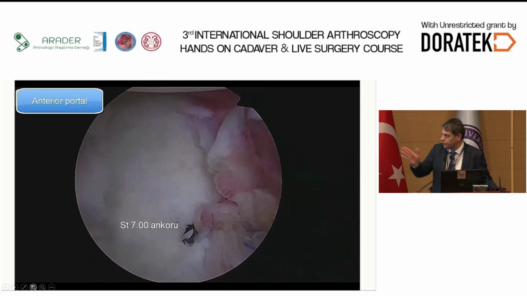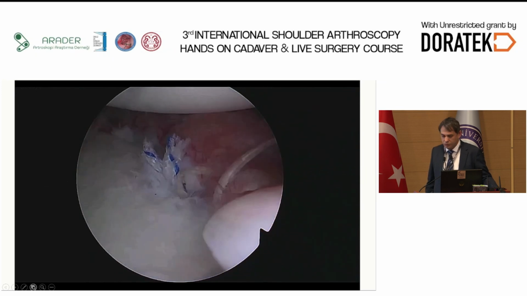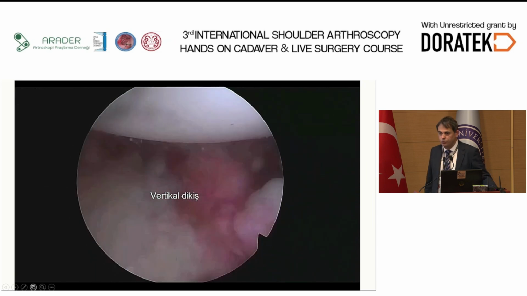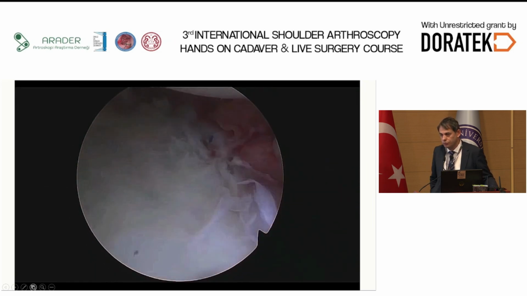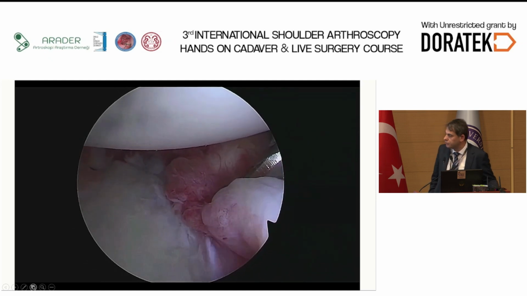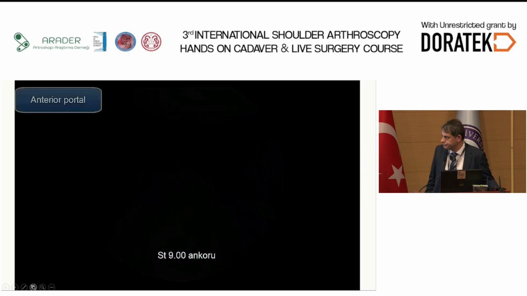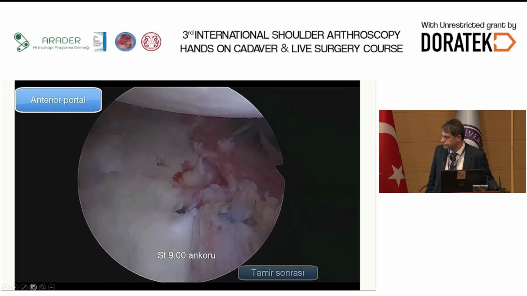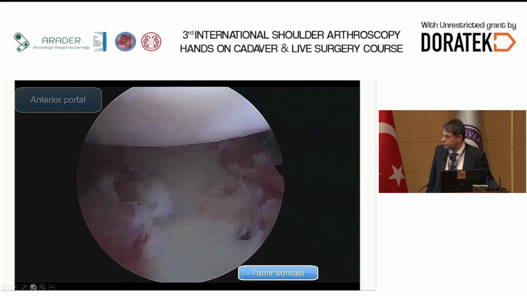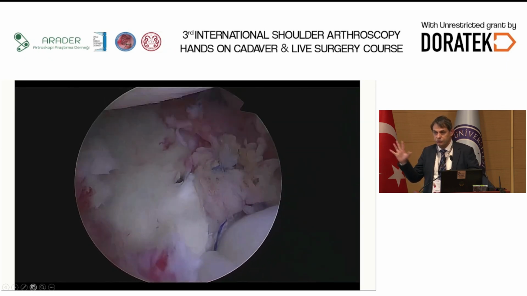Then move to the posterior side. Now we are looking from the anterior portal. You can see the posterior labrum. And then we repair the posterior labrum, starting from 7 o'clock to 9 o'clock. Then complete the 360 degrees of labrum repair. This is the 9 o'clock anchor, and this is after repair. You can see 360 degrees of repair. So we use 5 portals for this repair.